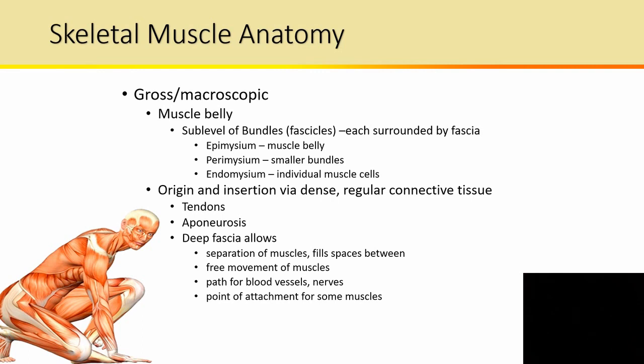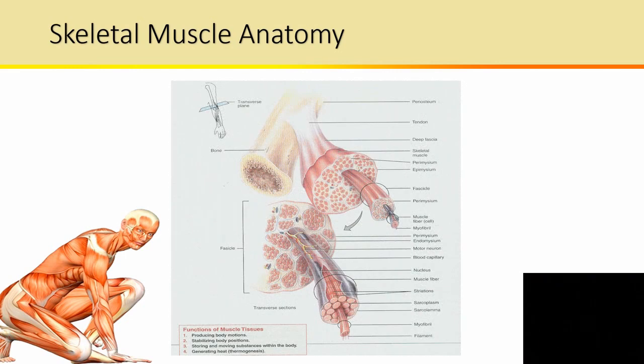This allows one muscle to move where another muscle close to it might not move, and it also provides a path for various other structures like nerves, arteries, and lymphatics to move through an extremity or part of the body, so they don't have to pass all the way through a muscle itself for the whole distance. And this is what we're talking about when we start to look at this.